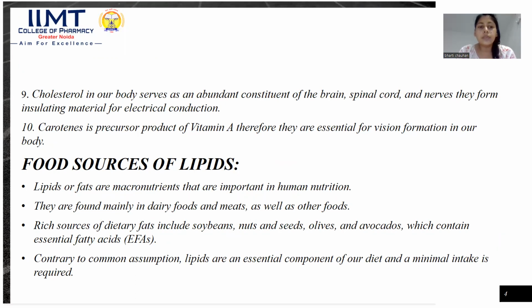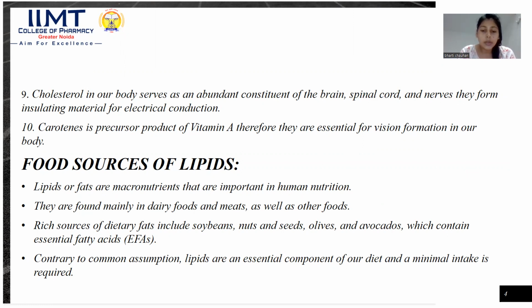So if we talk about the food sources of lipids, lipids or fats are macronutrients that are important in human nutrition as we all know. They are found mainly in dairy foods, meats, as well as other foods. Rich sources of dietary fat include soybean, nuts, seeds, olives, avocado, which contain essential fatty acids. So, contrary to common assumption, lipid is an essential component of our diet and a minimal intake is required.